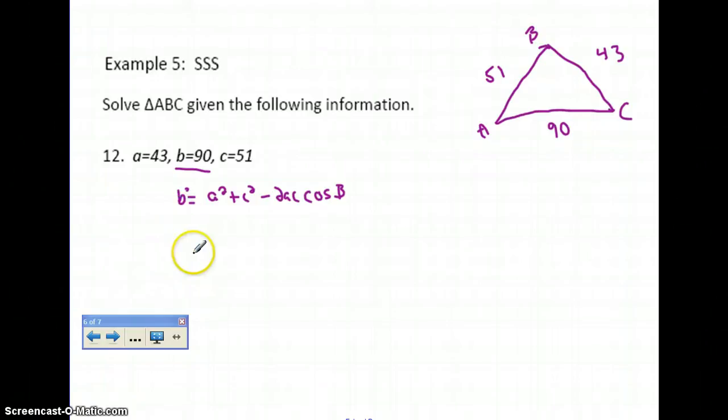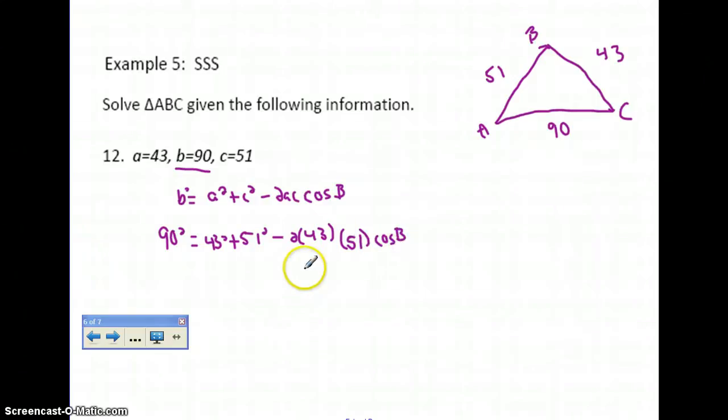What I'm going to do is just plug in the information that I know. So I know B is 90, so I'm doing 90 squared equals A, which is 43 squared, plus C, which is 51 squared, minus 2 times 43 times 51 cosine B. And my goal is to get cosine B by itself. So what I'm going to do is figure out what this stuff is. I'm not going to be combining these two terms because they will not be like each other. So 90 squared is 8100.